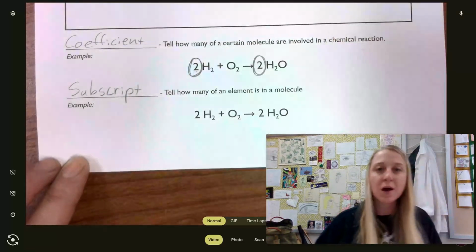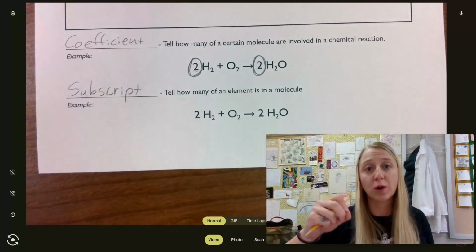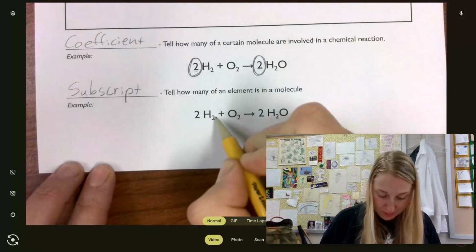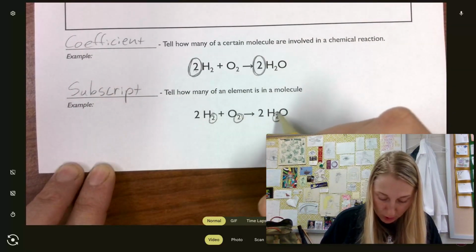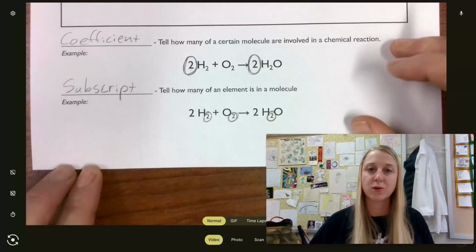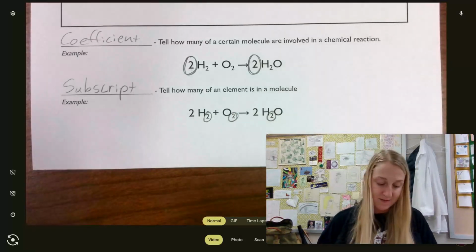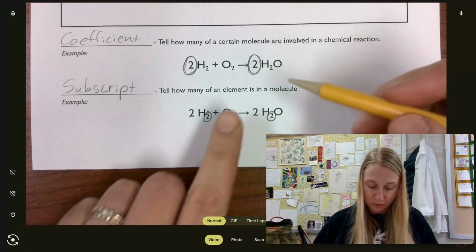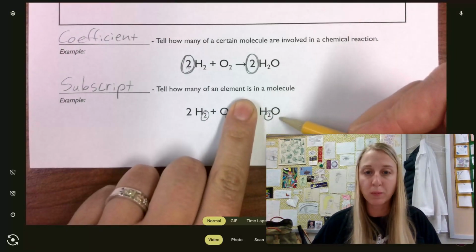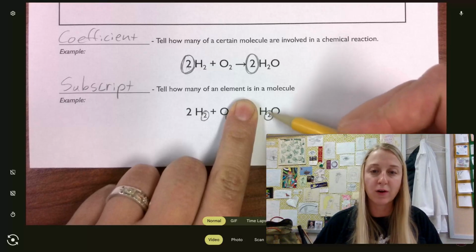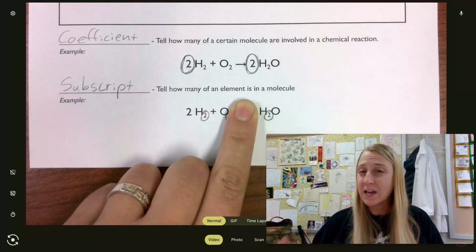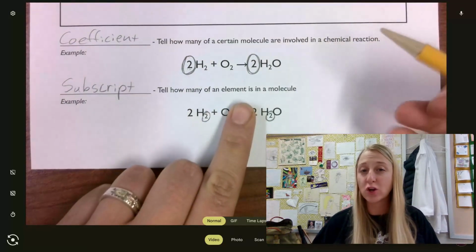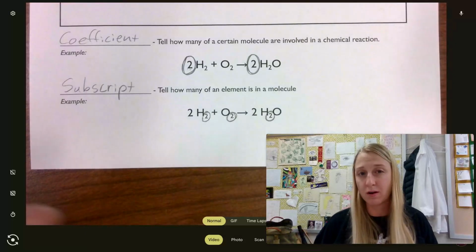Subscript. Sub means below, script means writing, so the subscripts are these little guys down here, the writing below the rest of the normal writing. Those are subscripts, and that tells how many of an atom is in a molecule. So we've looked, for instance, at H2O before probably, and hopefully you know that there are 2 H's and 1 O in H2O.